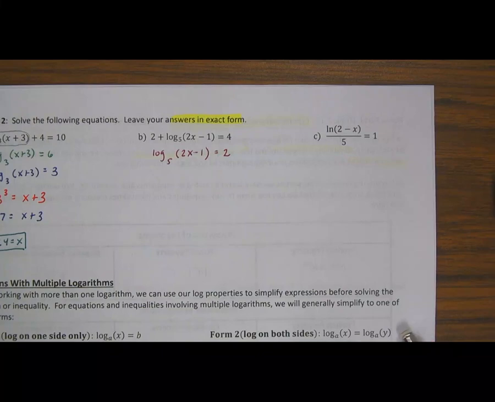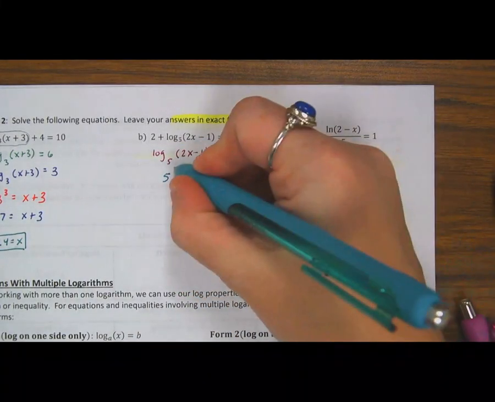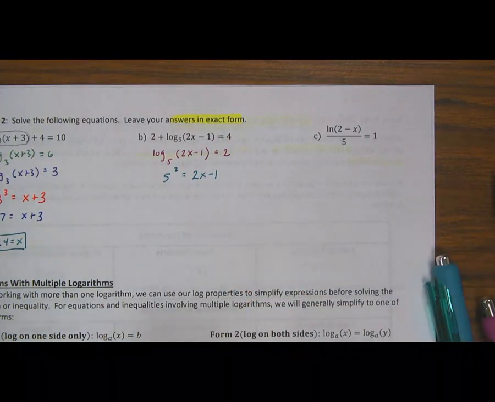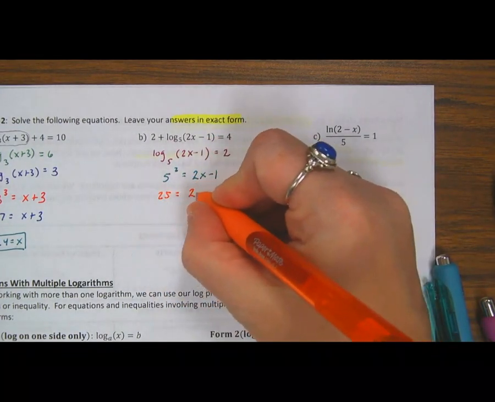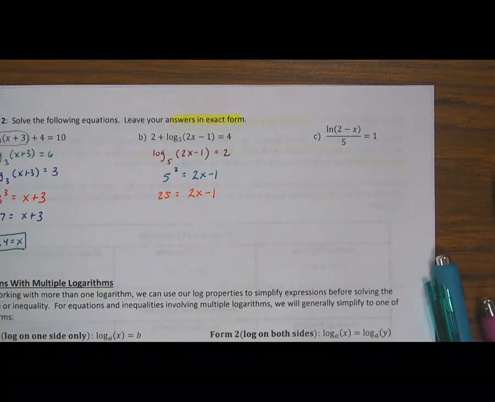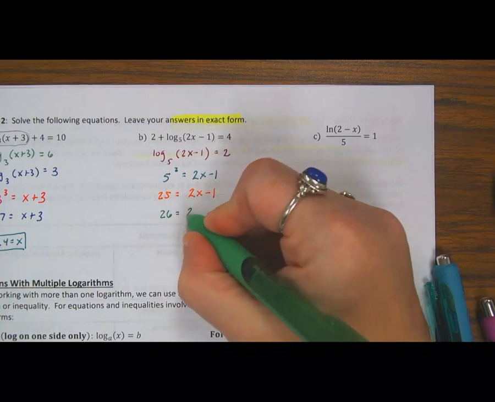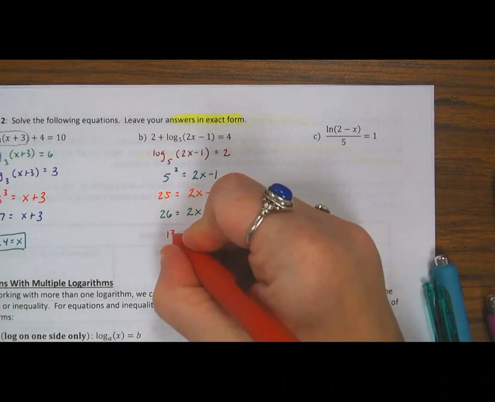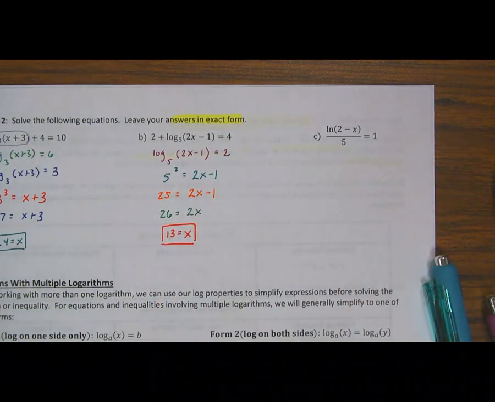The logarithm is alone, so now I'm going to switch to exponential form. It's going to read 5 to the second power equals 2x minus 1. 5 squared is 25. I'm going to add 1 to each side. And then I'm going to divide by 2. That one worked out nice and neat as well. We didn't end up with fractions or anything.